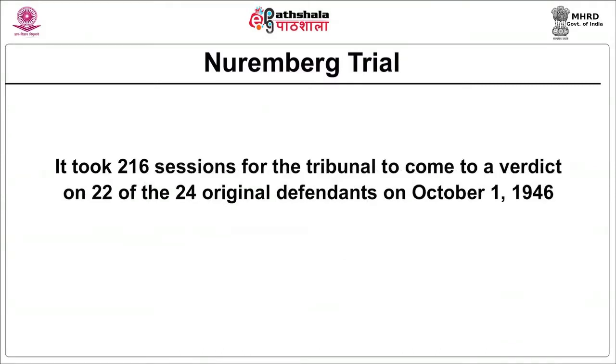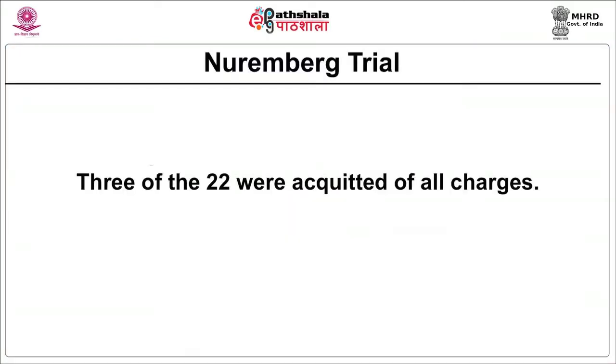It took 216 sessions for the tribunal to come to a verdict on 22 of the 24 original defendants on October 1, 1946. Of the 24, 1 had committed suicide and the other was too infirm to be tried. Of the remaining 22, 3 were acquitted of all charges. The death sentence was handed to 12 of the accused. Life imprisonment was handed to 3. 4 were sentenced to terms of imprisonment ranging from 10 to 20 years.